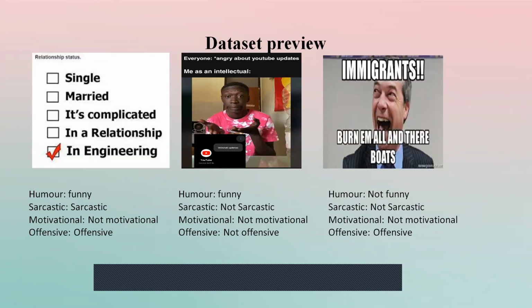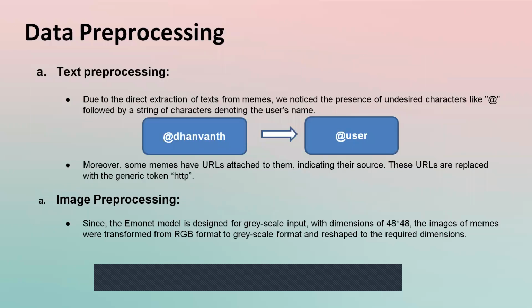This is the dataset preview. As I mentioned before, the dataset is multi-label. In the first sample, you can see that it is funny, sarcastic, not motivational, offensive. If you convert that into labels, it will be 1, 1, 0, 1. This way, for each sample, you will have four labels as the predictor. After the dataset review, we can go to the text pre-processing.